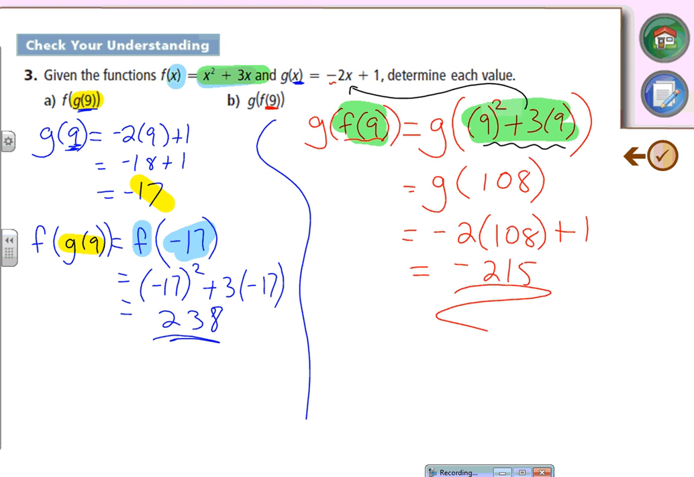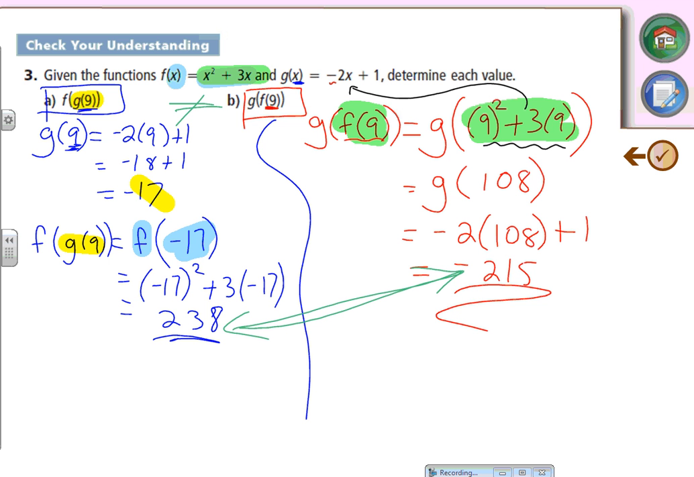So notice here that if we looked at f of g at 9, and if we looked at g of f at 9, those two are not equal to each other because these two were not the same value. So the order does matter of which way you go.